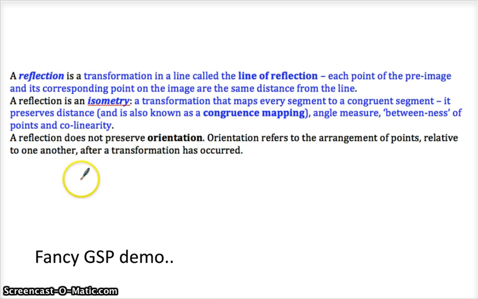A reflection is a type of transformation where you use a line called the line of reflection. You can think of it as a mirror line. And it's defined this way: each point of the pre-image and its corresponding point on the image are the same distance from the line.